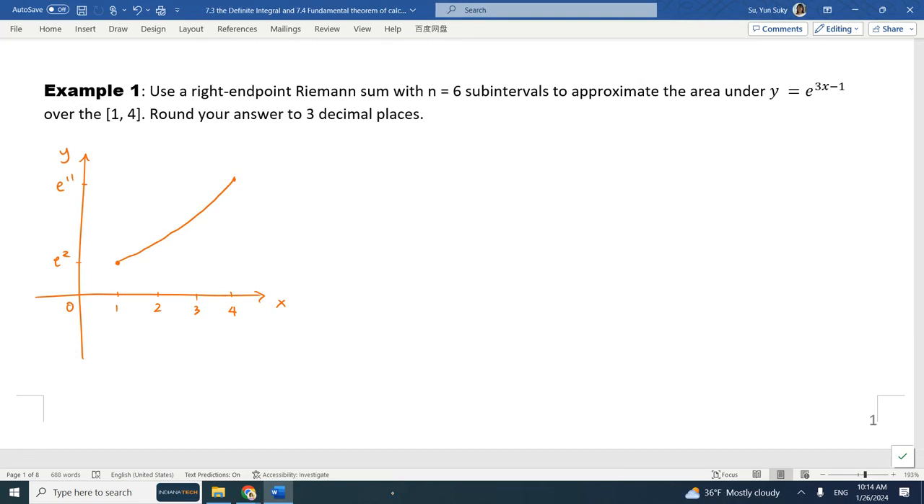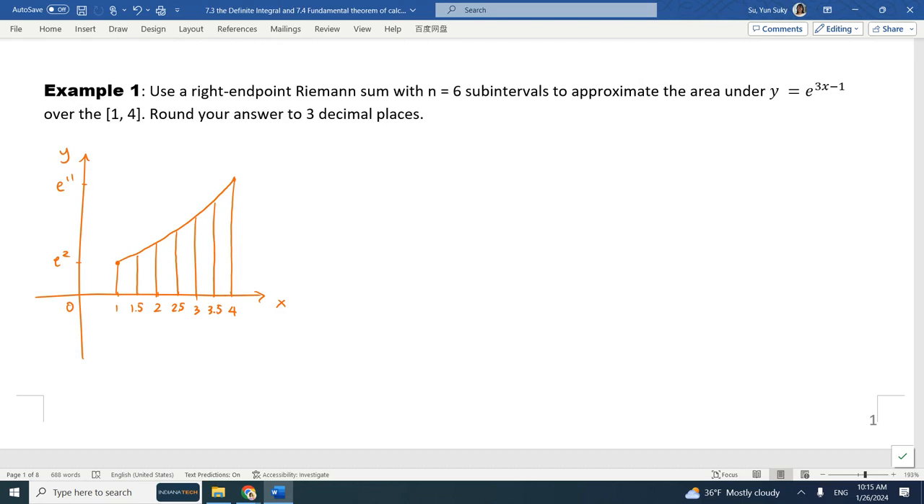Okay, so we want to cut 6 subintervals. So we have 6 rectangles. How many are there? 1, 2, 3. 3 subintervals. We need 6. So each of them we just divide by 2. Okay, so we have this one, and this one. So this is 1.5, 2.5, and 3.5. Draw the picture. Right, everybody?